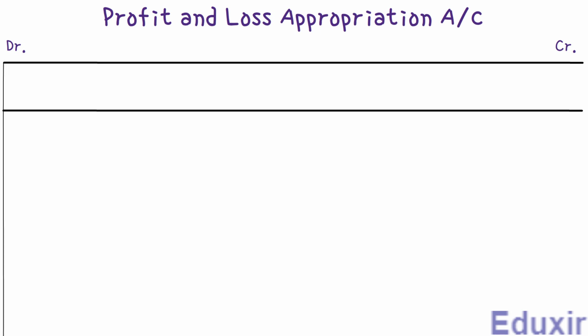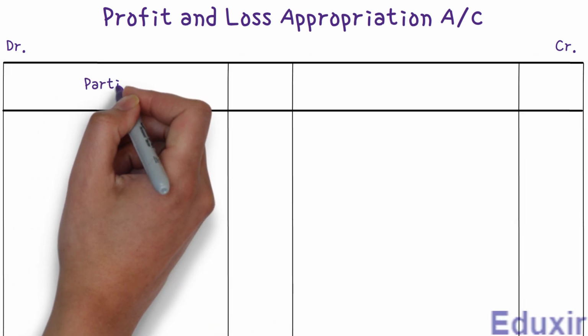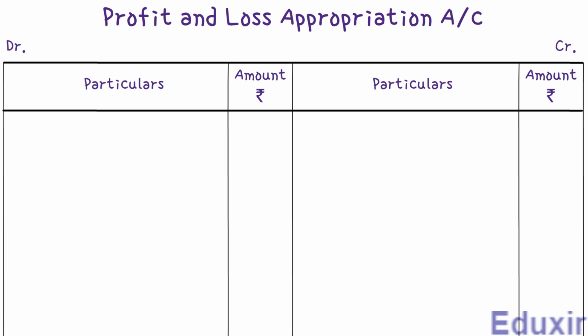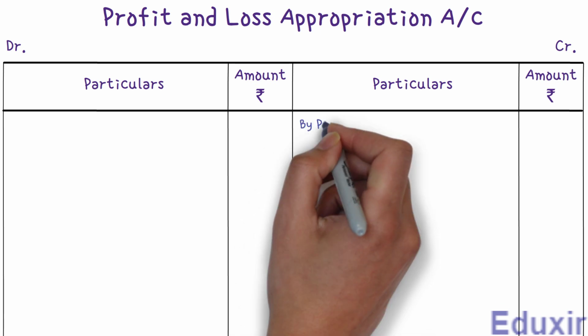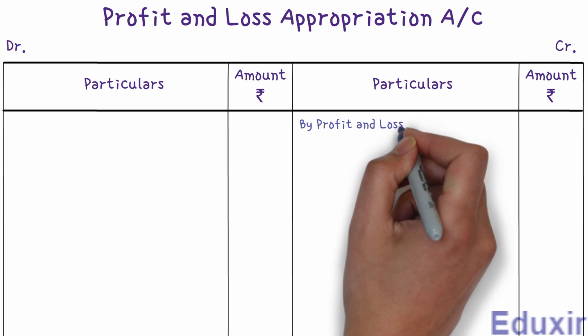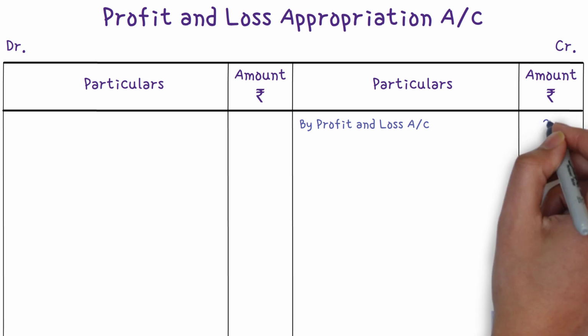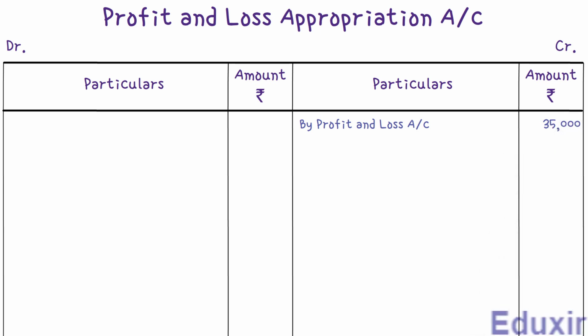Let's now have the individual columns for particulars and amount in rupees on the debit side. Let's have the same columns on the credit side also. Let's then write by profit and loss account into the particulars column on the credit side. This indicates that the net profit is transferred from the profit and loss account to the profit and loss appropriation account. Let's then write the transferred net profit amount of 35,000 rupees into the amount column. With that, we have completed the credit entry related to the transfer of the net profit amount from the profit and loss account into the profit and loss appropriation account.